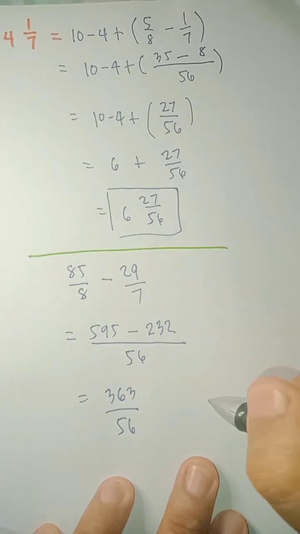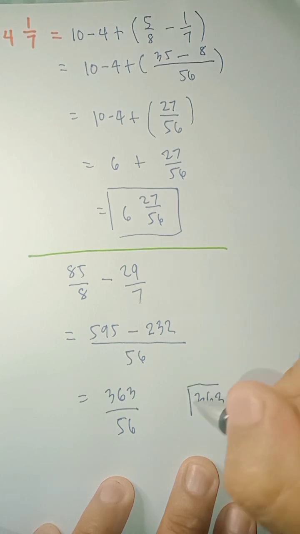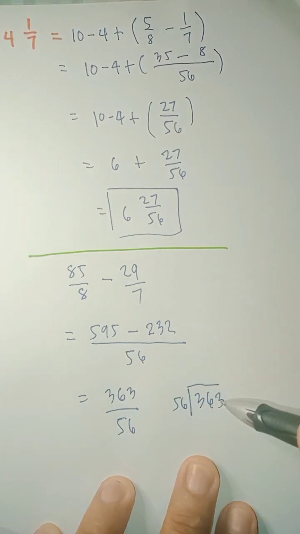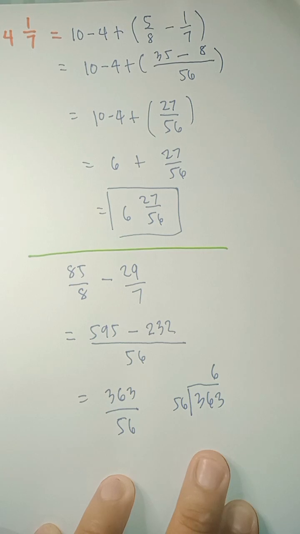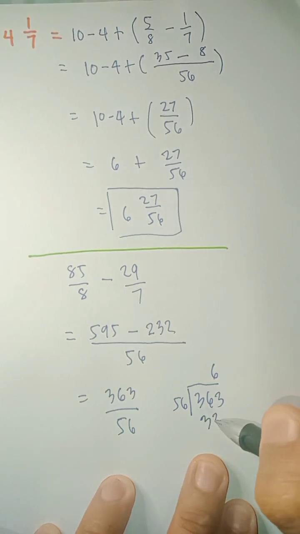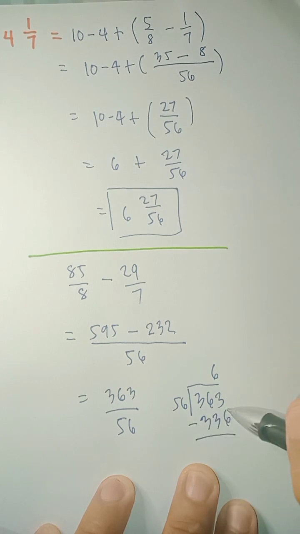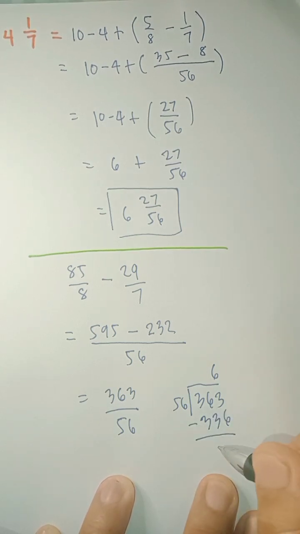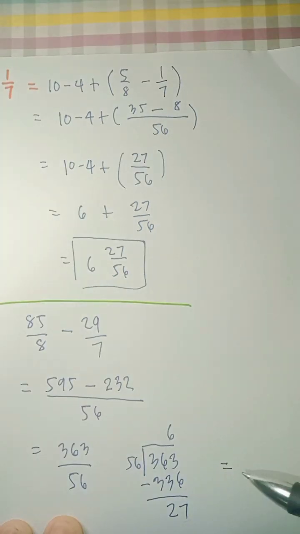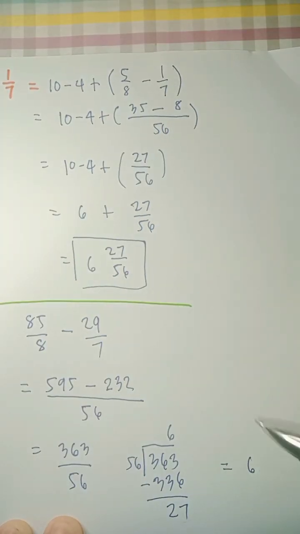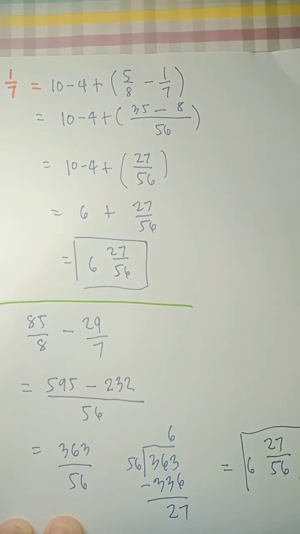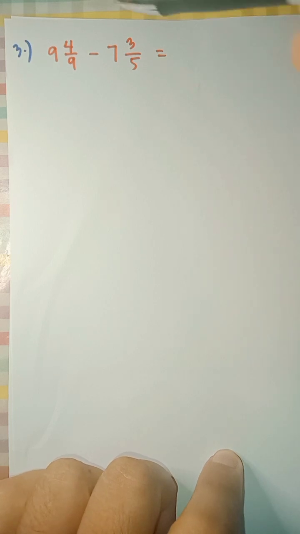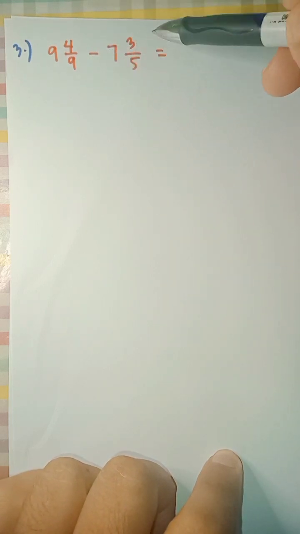So we have to divide 363 by 56. So 363 divided by 56 is 6. Then 6 times 56 is 336. Now let's subtract, 363 minus 336 is 27. So we have the whole number here, 6. And this is our numerator, 27. Then our divisor, 56, as our denominator. So now let's answer our final example. 9 and 4/9 minus 7 and 3/5.